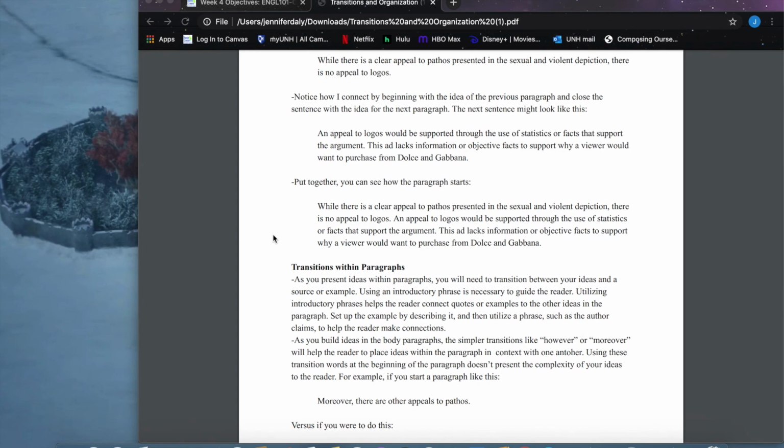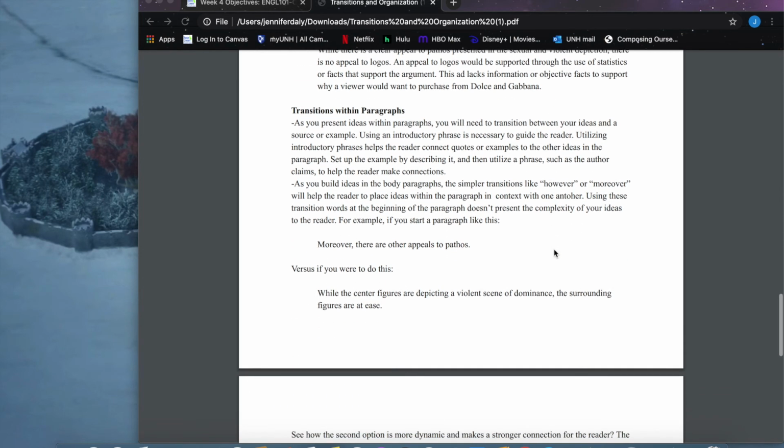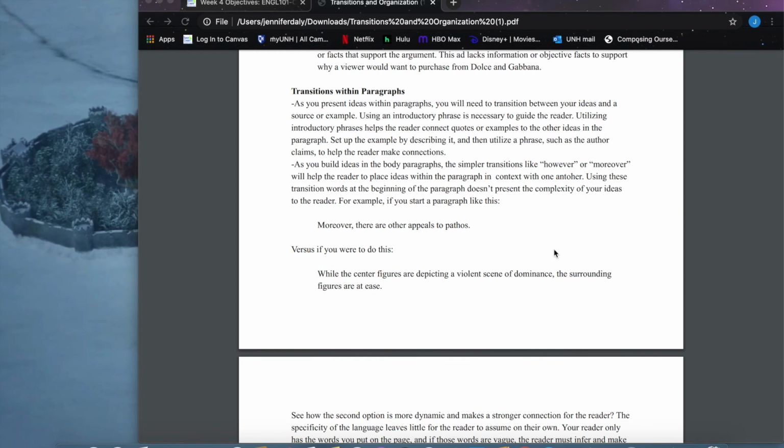Remember, they provide transition. How does this paragraph connect to the other paragraphs, to the thesis? What is this particular paragraph going to be about? I have all that information here. How it connects, what this paragraph is going to be about. Now, within paragraphs, you might have to transition between, say, your ideas and your source's ideas, your ideas and an example, or an image that you wanted to describe, okay? So, using transitions within sentences are really useful.